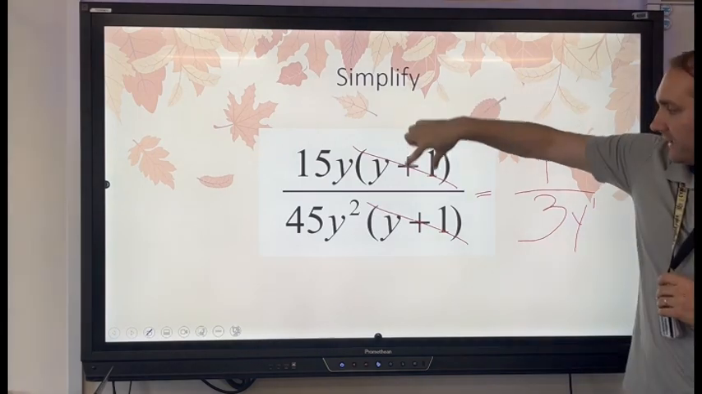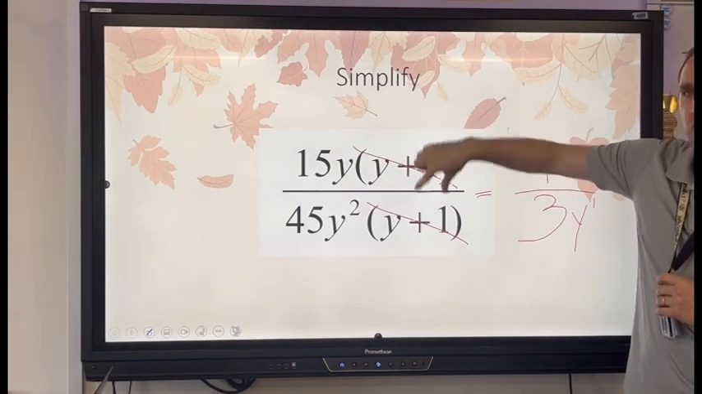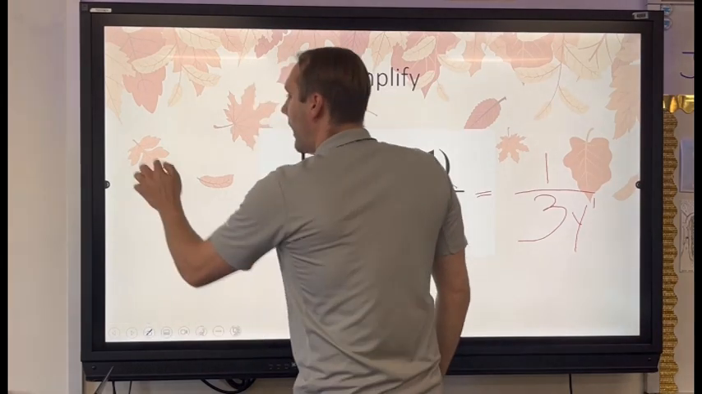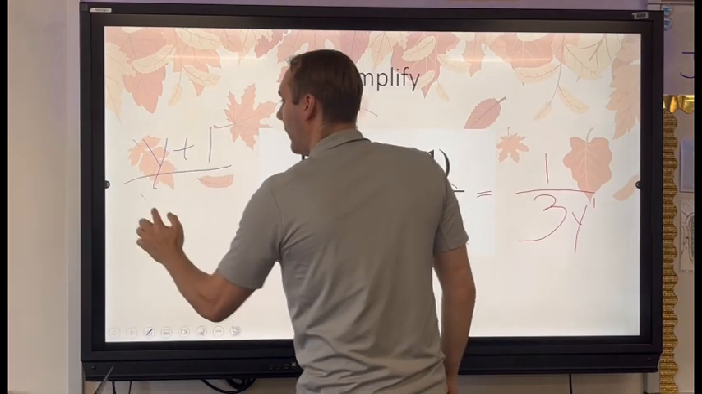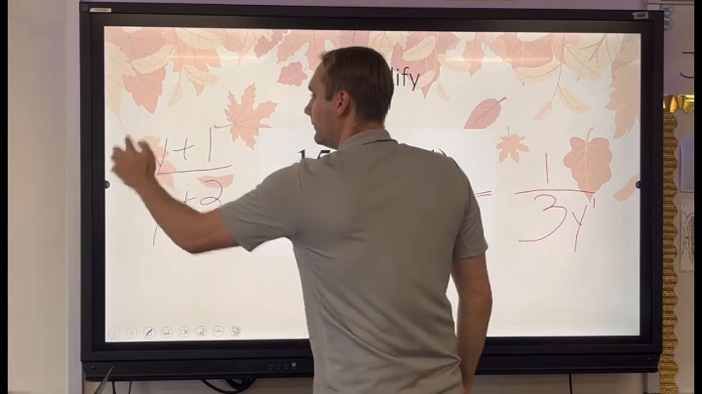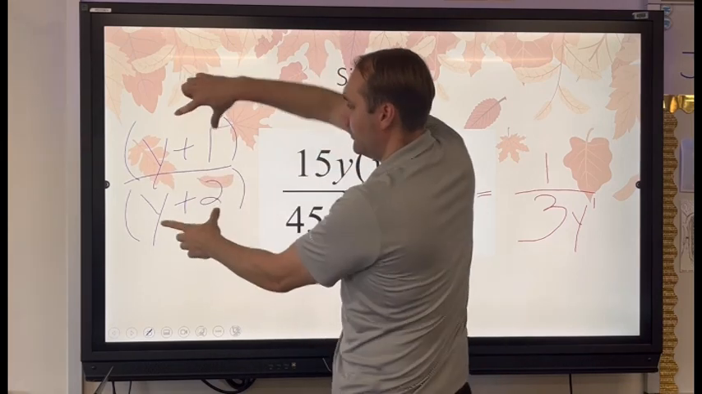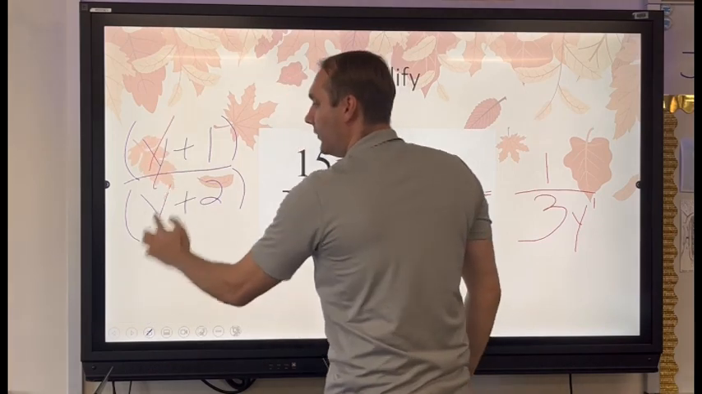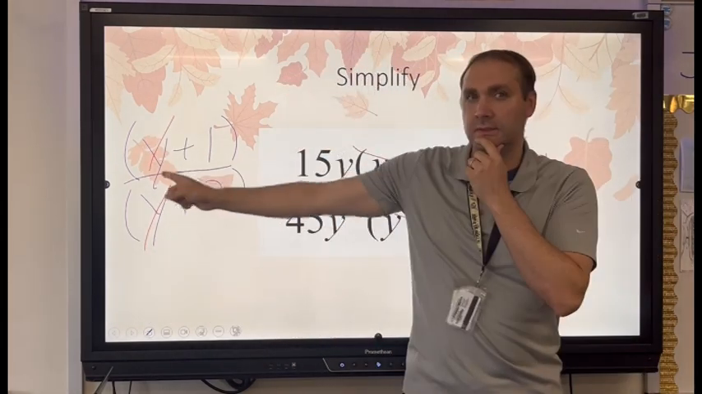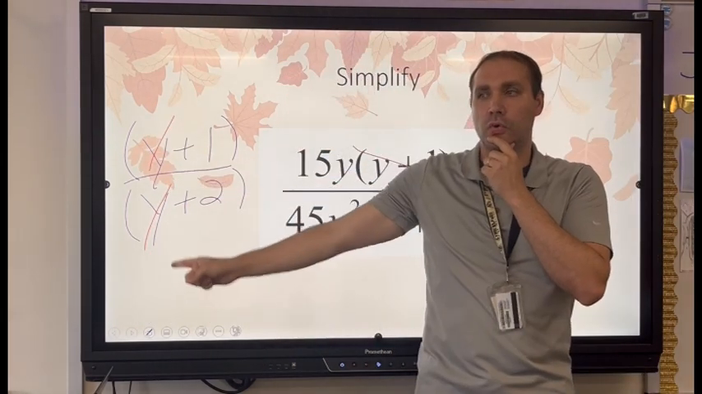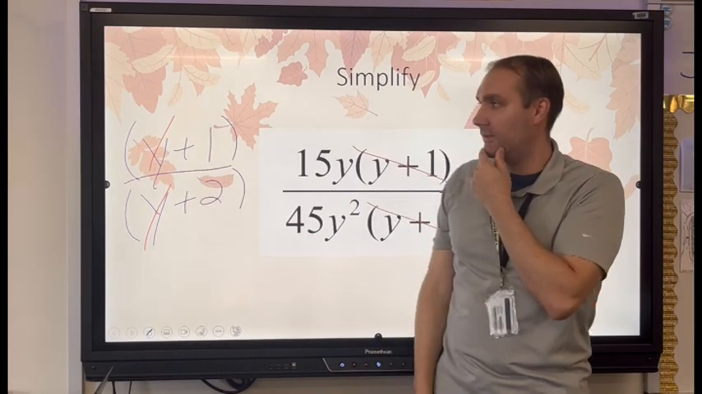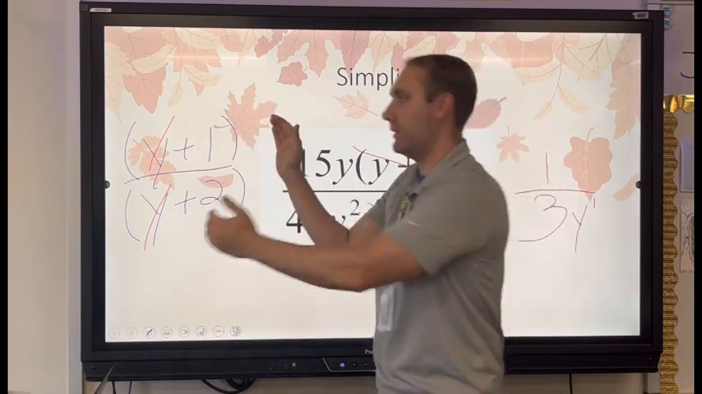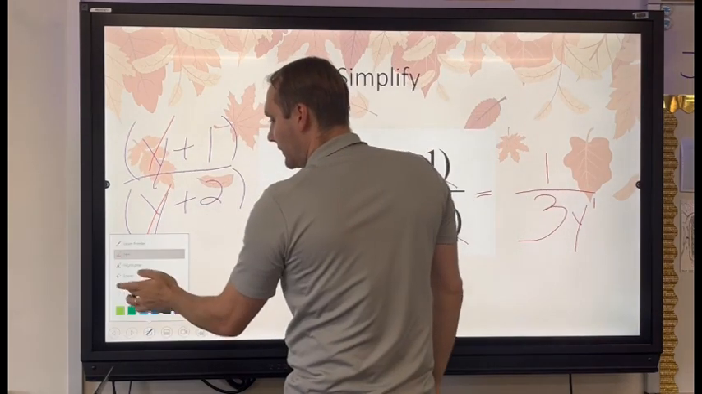Where I can cancel these out as long as they are grouped together. Let's say it was y plus 1 over y plus 2. Are these the same? No. But can I still cancel out these y's? No. I know I'm going to see some of you do this when I see you show your work, but no, you cannot. They are grouped, right? Order of operations.